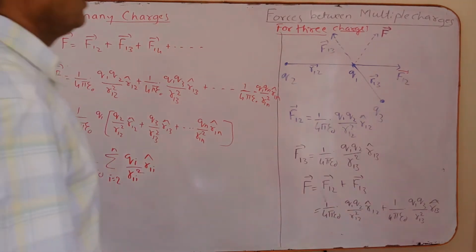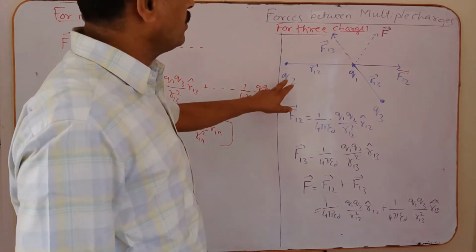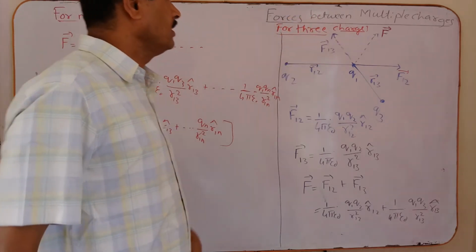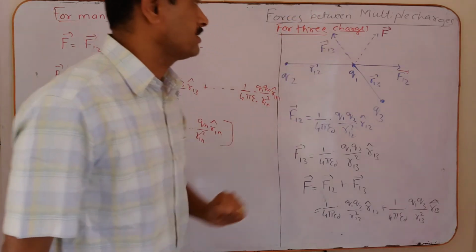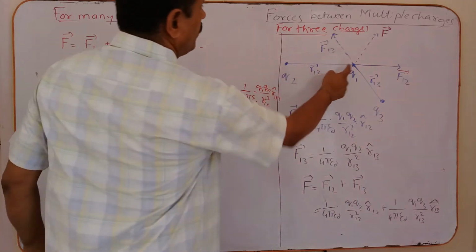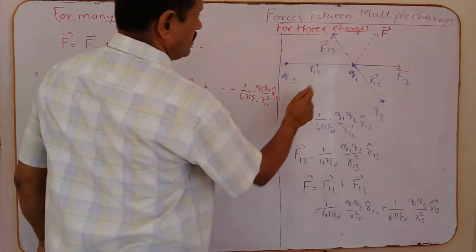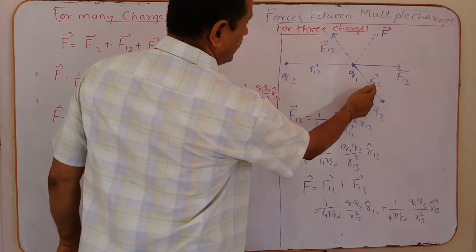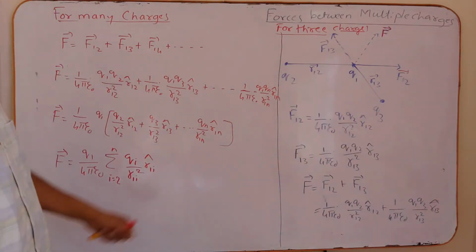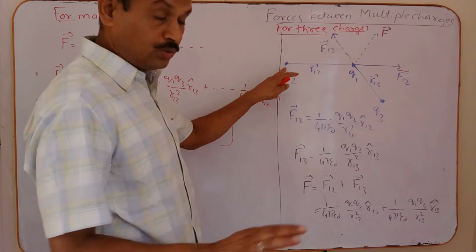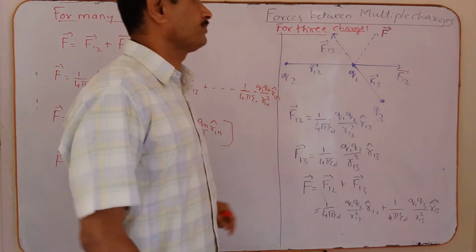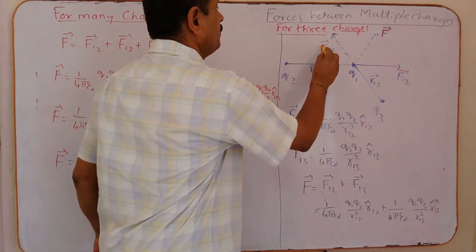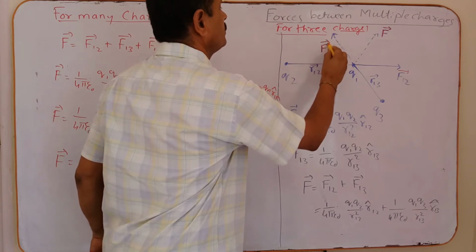Now see here, Q1 is the charge, the force acts on Q2 and Q3. It means the force between multiple charges. Now you have to take three charges here, Q1, Q2, Q3. Q1 is the charge, Q2 is at a distance, vector R12, Q3 is at a distance, vector R13. Now the force acting on Q1 by Q2 is vector F12. Then the force acting on Q1 by Q3 is vector F13.